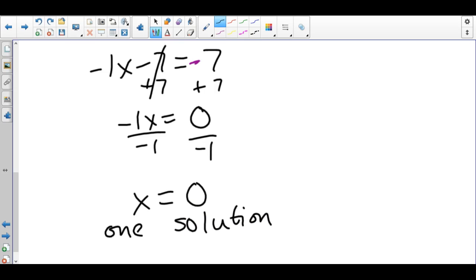So that concludes our discussion on solving equations with variables on both sides.